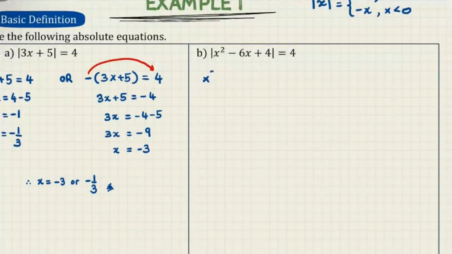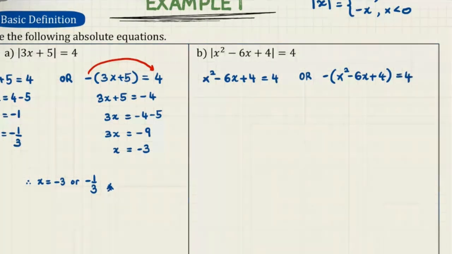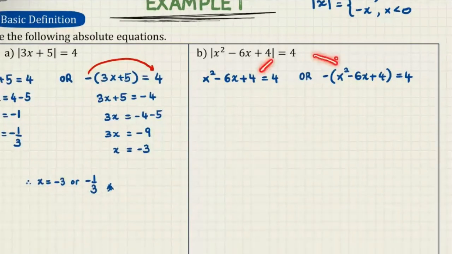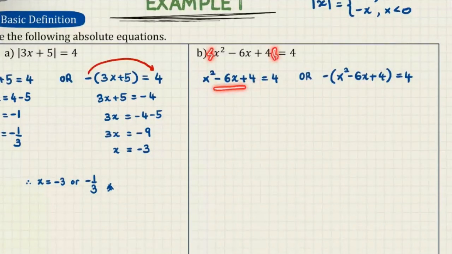Yang pertama adalah x square minus 6x plus 4 equals to 4. Okay, the other one will be negative kepada x square minus 6x plus 4 equals to 4. So perhatikan betul-betul. Bila pecah kepada dua, automatic the modulus sign akan hilang. Jangan pula bila pecah dua masih lagi ada modulus, yang itu salah. Bila saya pecah dua, automatic the modulus ni dah akan hilang. So dia tinggal positif dengan negatif lah.